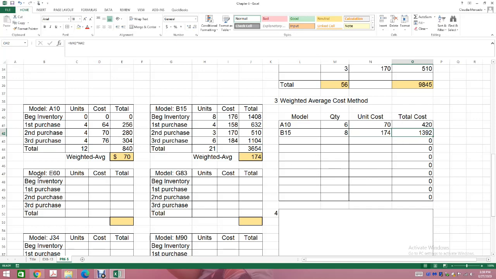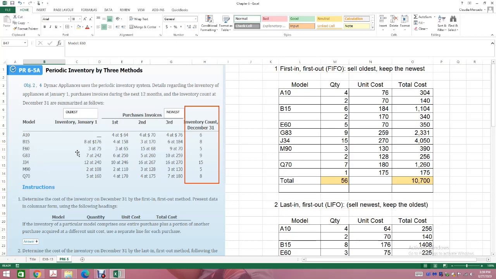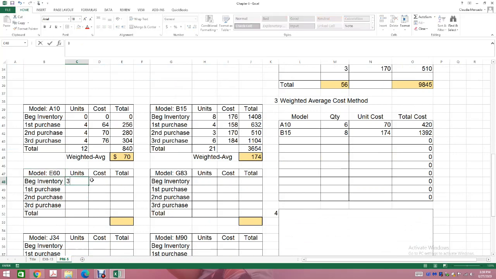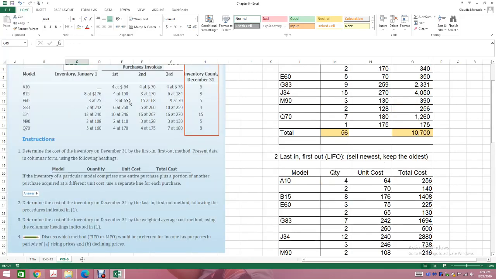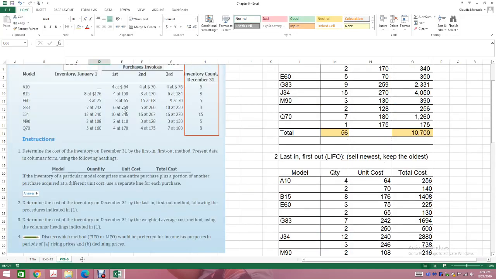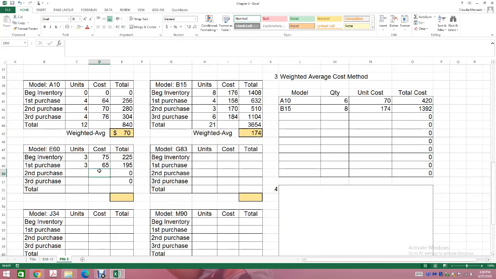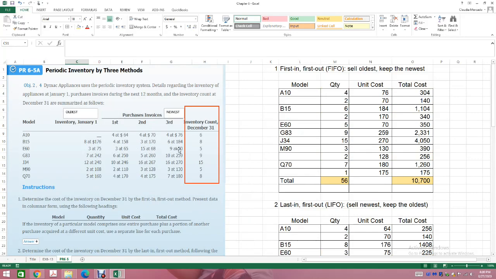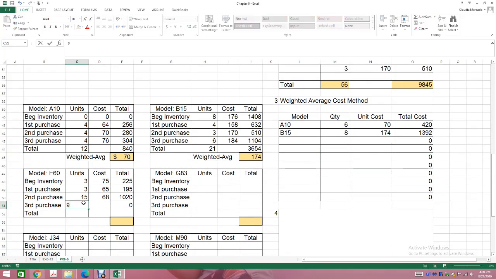Okay, and we're going to continue with the next one, model E60. Model E60 had 3 at 75 for our beginning inventory. And we multiply those together. Then my first purchase was 3 at 65. My second purchase was 15 at 68. And then my third purchase was 9 at 70.